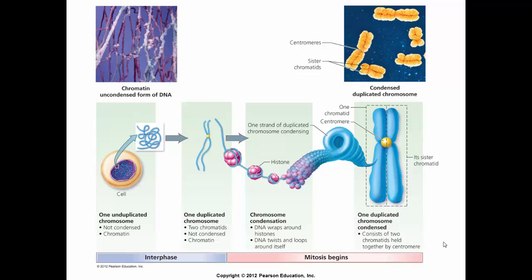Mitosis begins. DNA wraps around these histones, the proteins that help regulate gene activity and provide support. DNA twists and loops around itself, and the duplicated chromosome consists of the two chromatids held together by the centromere. That's the little yellow between the blue chromosome representation. So the blue is representative of the chromatid, and the centromere is the structure holding these two chromatids together.